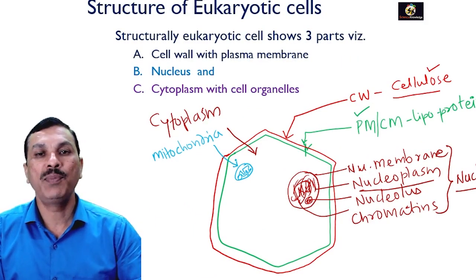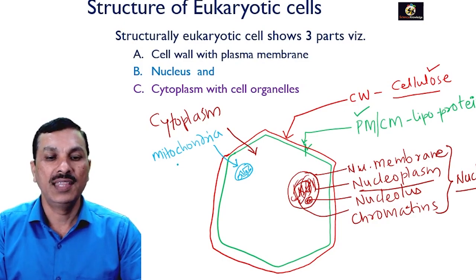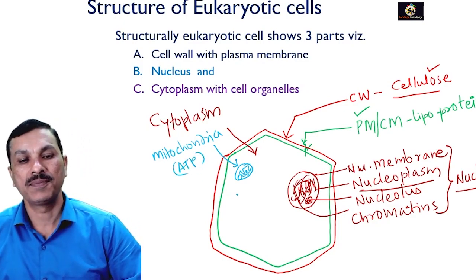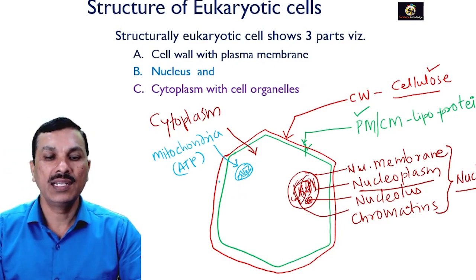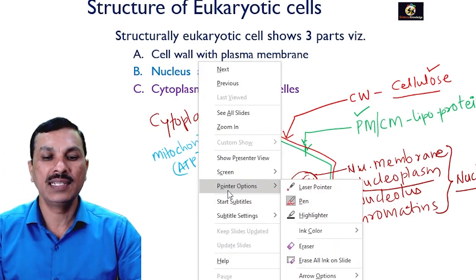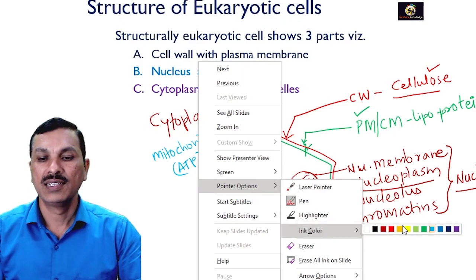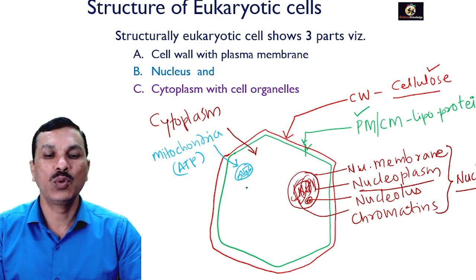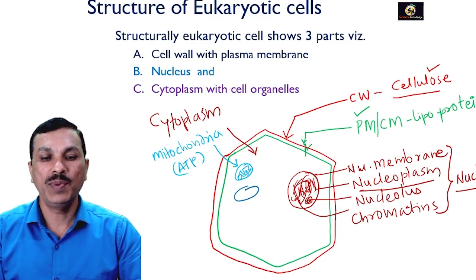So these are called the powerhouse of the cell. Their function is production of the energy currency ATP. Another cell organelle which is present in plant cells is, what is that? It is a chloroplast. Chloroplasts have a double membrane structure.